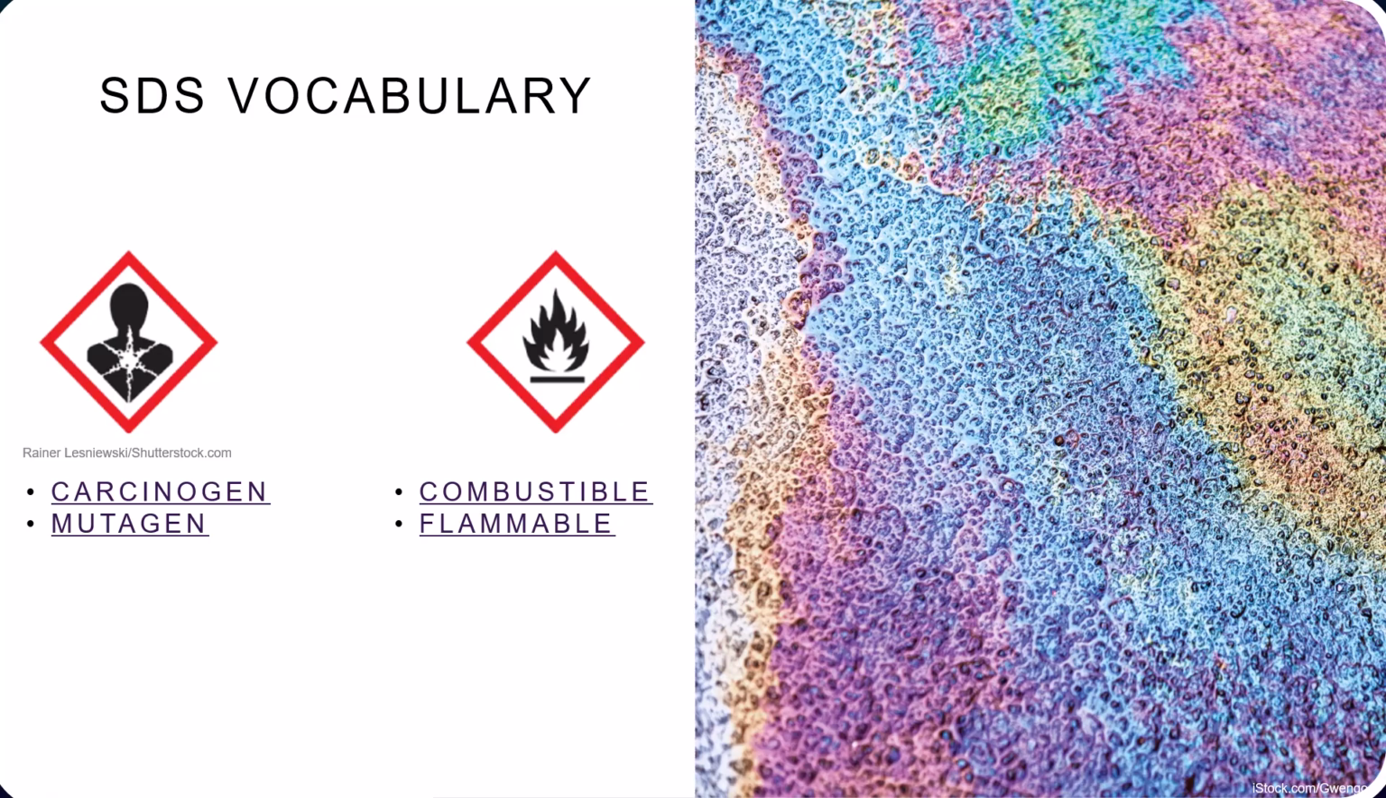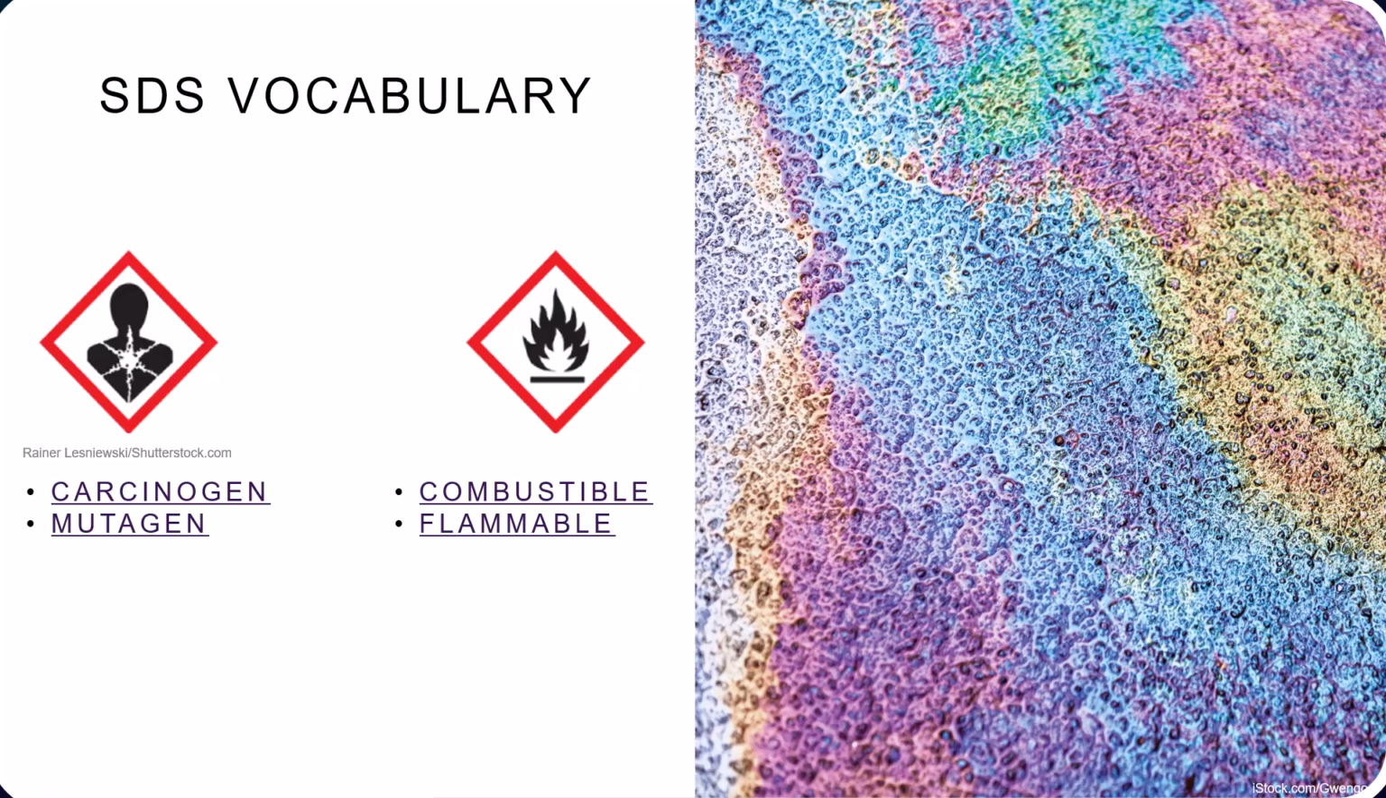Some safety data sheet vocabulary that we might want to know is carcinogen. So a carcinogen is a substance that causes or is believed to cause cancer. A mutagen is a substance that may cause cancer, but not always. Mutagens can cause an increase in cellular mutations or changes, and some of which are harmful, and others have little to no effect on the body's function.